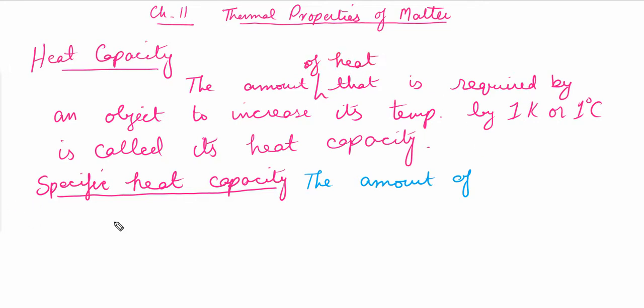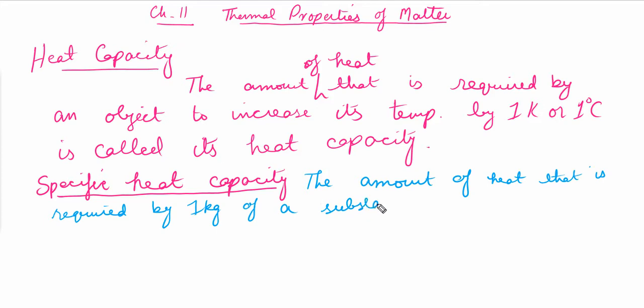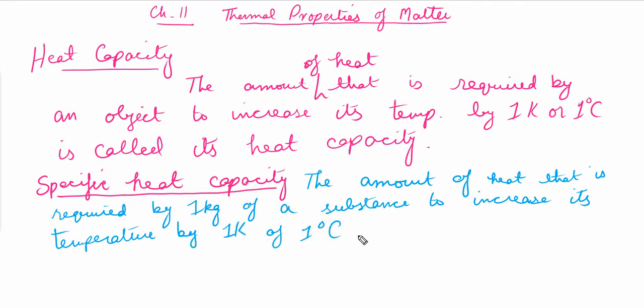Now for the specific heat capacity, I can say the amount of heat that is required by 1 kilogram of a substance to increase its temperature by 1 Kelvin or 1 degree Celsius. That is called the specific heat capacity.